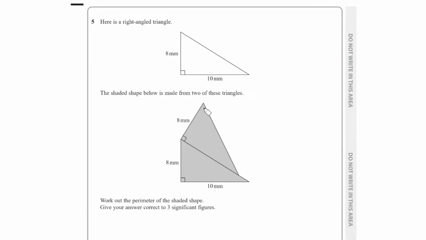So obviously, you've got the 8, you've got the other 8, you've got the 10, that's fine. But we've got 2 other sides that we need. We need the hypotenuse and then this little bit here. Don't forget about the small bit as well. But it's basically just Pythagoras, isn't it?